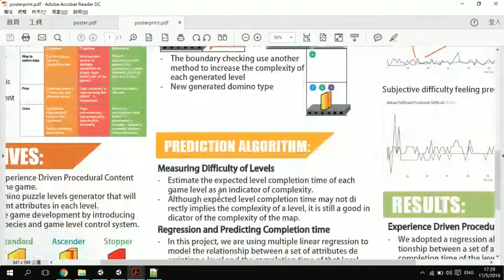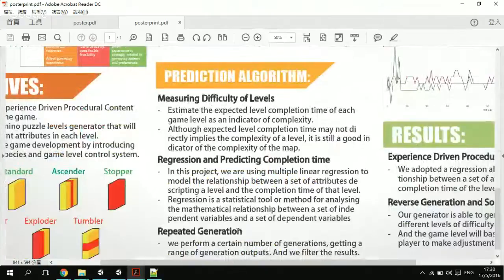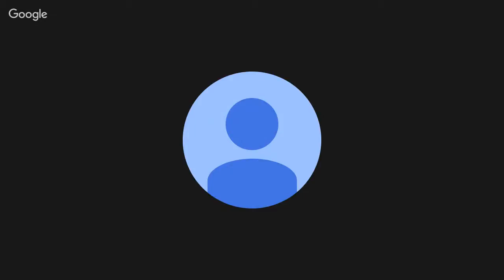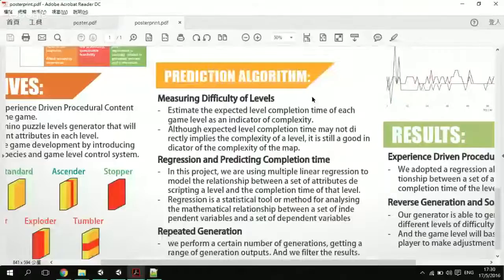So since all the levels are procedurally generated, it is hard to measure the difficulty of a level until it is generated. Therefore, we have to implement some algorithm to predict the difficulty of levels. So we try to use a mathematical tool, which is multiple linear regression, to model the relationship between a set of variables and the difficulty of the levels.